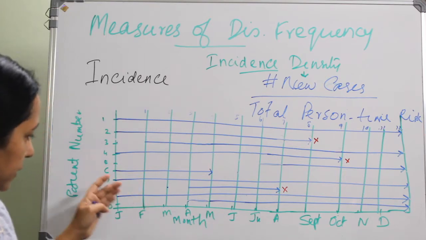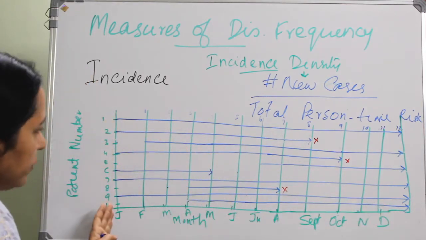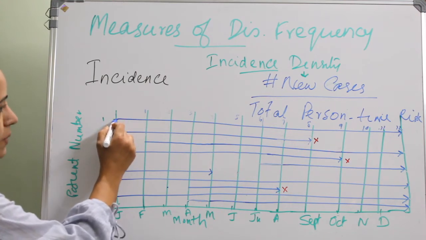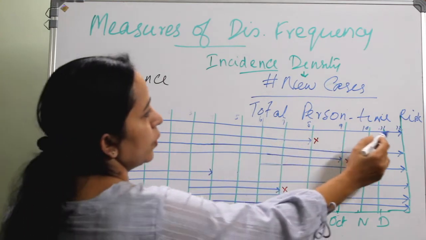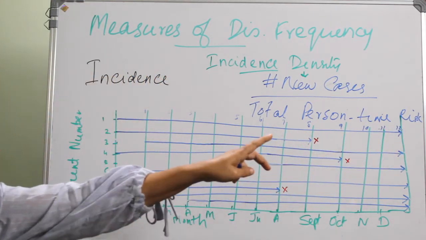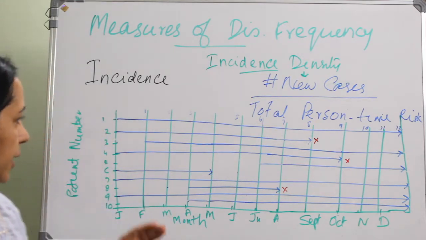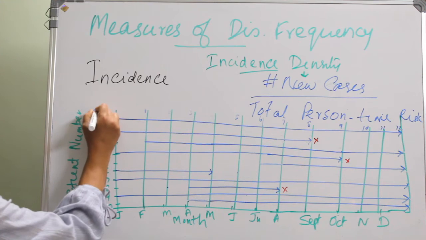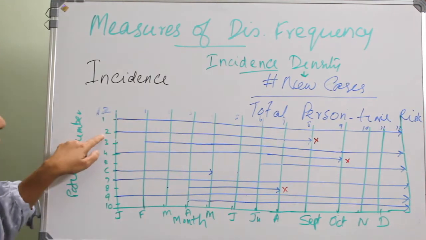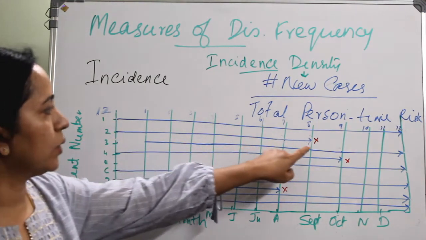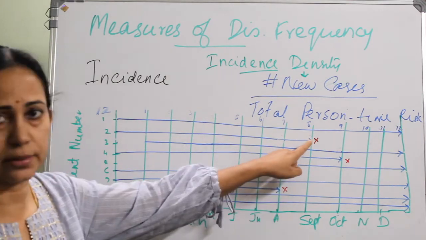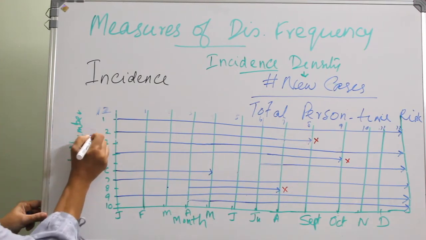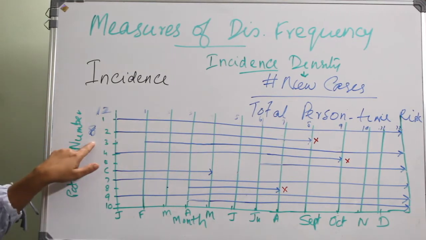We are observing 10 persons for a period of 1 year, from January 1st to December 31st. The first person was recruited from January 1st and we followed up till December 31st. He had no disease and successfully completed the trial. So the first person has a 12 month time period. The second person was recruited on January 1st, and he contracted the disease at the end of August. So he was followed up for 8 months. His time period is 8 months.